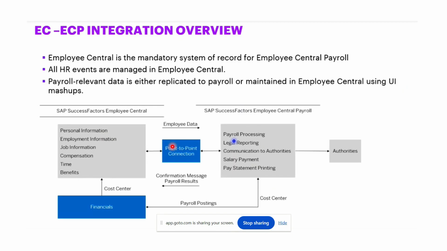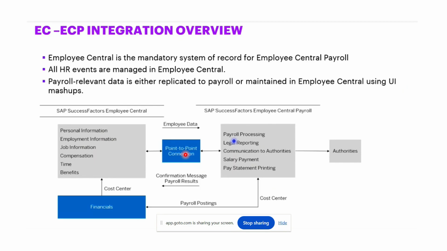So if you have S4HANA and your transactional system is EC, Employee Central, and you want to replicate data from EC to S4HANA, you have BIB. And for payroll, you have EC payroll. For payroll, there is a technology which brings data from EC to EC payroll, that is point to point connection or P2P connection. We will also learn this. It's a configuration concept. We'll learn it.